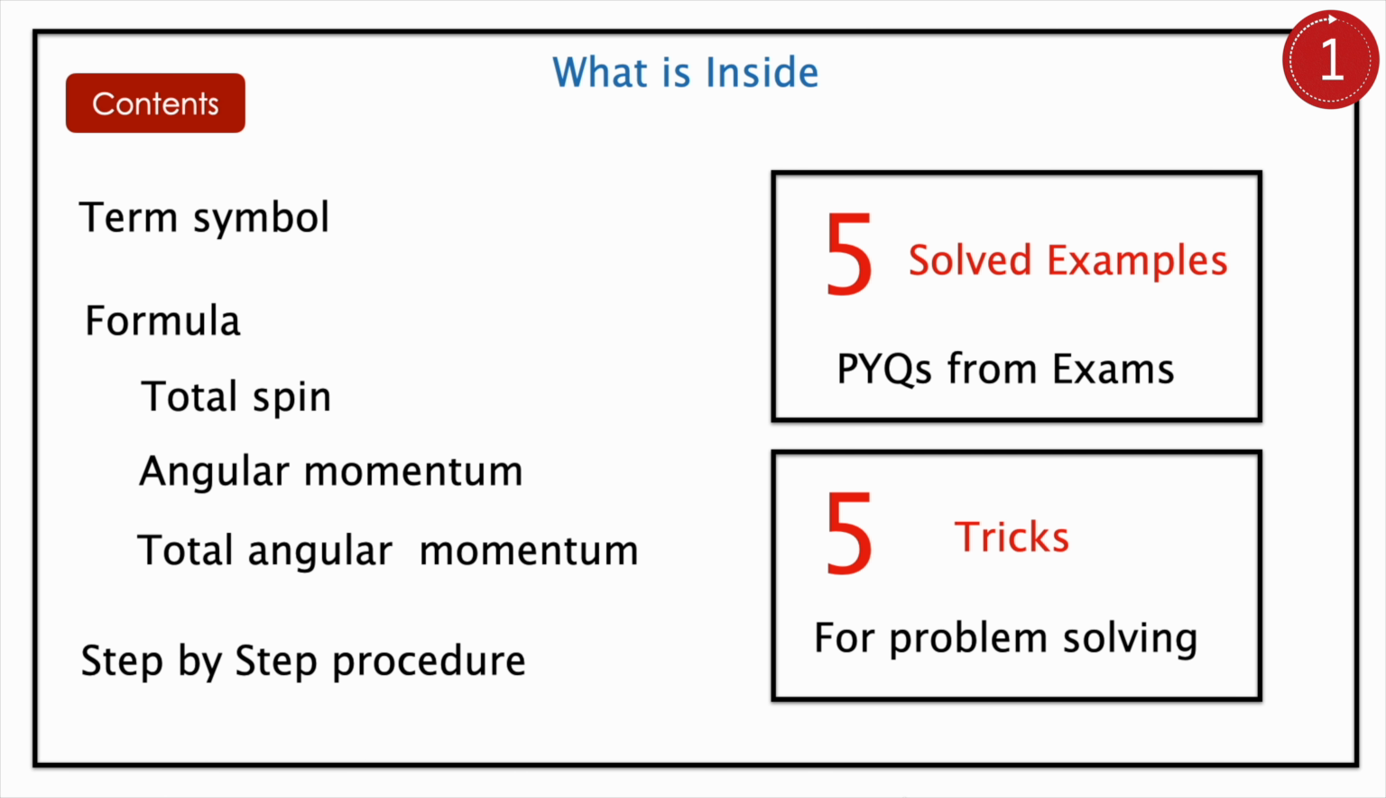What is inside this video? First, we will see what a term symbol is. Then the formula behind the term symbol, which includes total spin, angular momentum, total angular momentum, and the step-by-step procedure. More importantly, we are going to see 5 previous year questions and 5 tricks for problem solving.